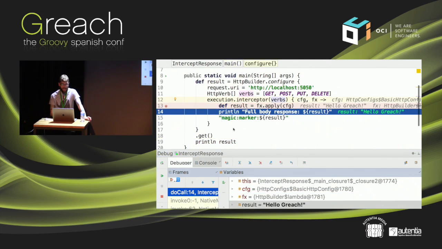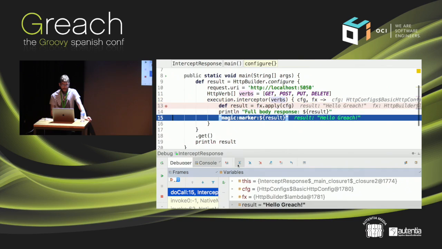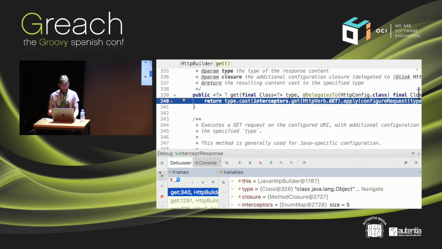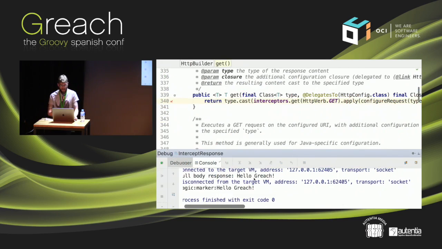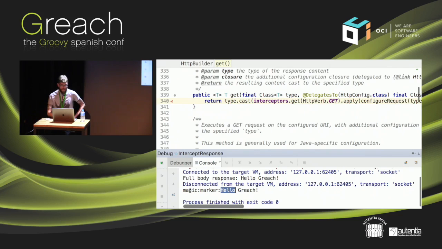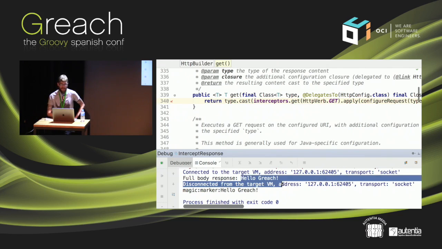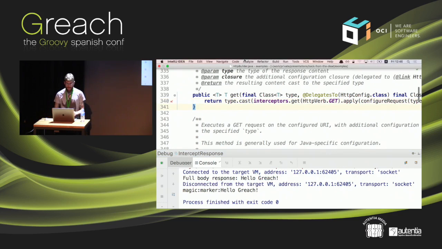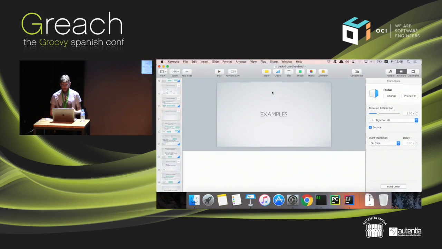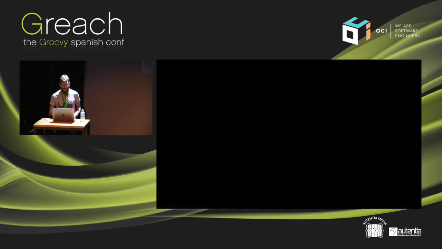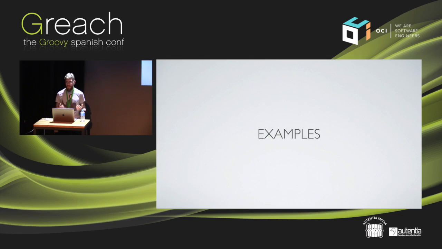But then I just want to tag it, which is the magic marker. It's the last statement of the closure, so that's the return value in itself. And if I check out the console, then I get hello Greech with the magic marker, but the full body, the original response, was just hello Greech.